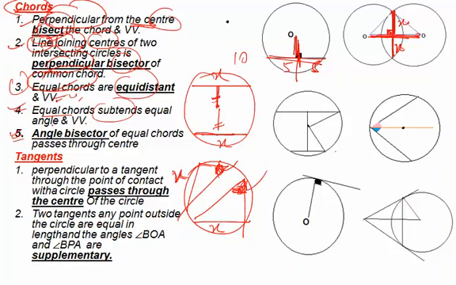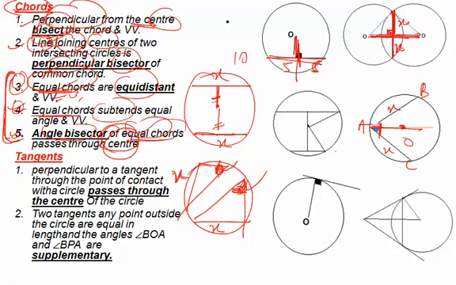Next, your fifth property: the angle bisector of equal chords. Suppose AB is a chord of length x, and AC is another chord of length x. The angle bisector of these chords always passes through the center O. So properties 3, 4 and 5 are actually properties of equal chords. Please pause the video, memorize and clearly observe these properties.